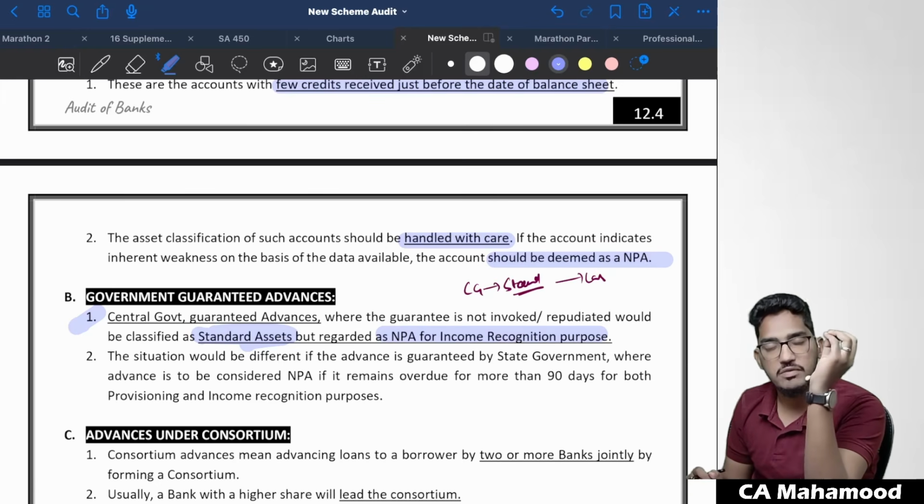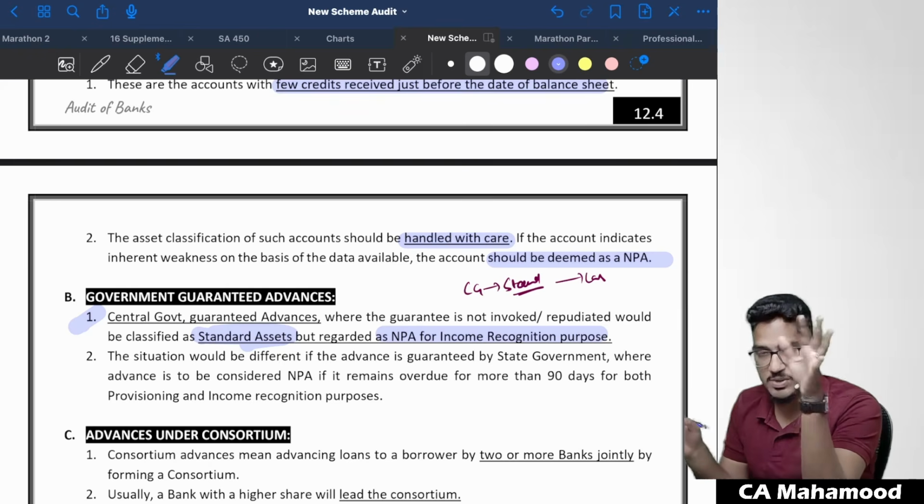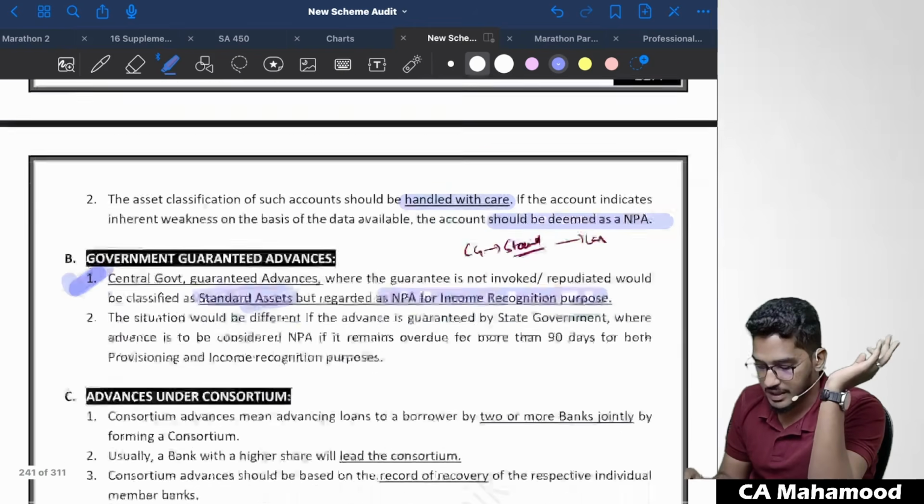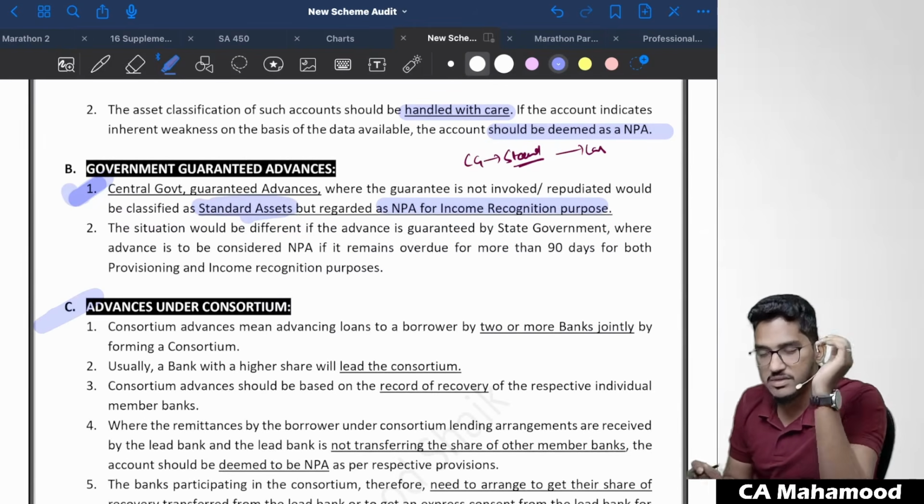It will be classified under normal NPA norms only. So if the state government has given a guarantee, there is no special privilege. The special privilege is there only when the guarantee has been given by the central government. Next one, the third point, is about advances under consortium.